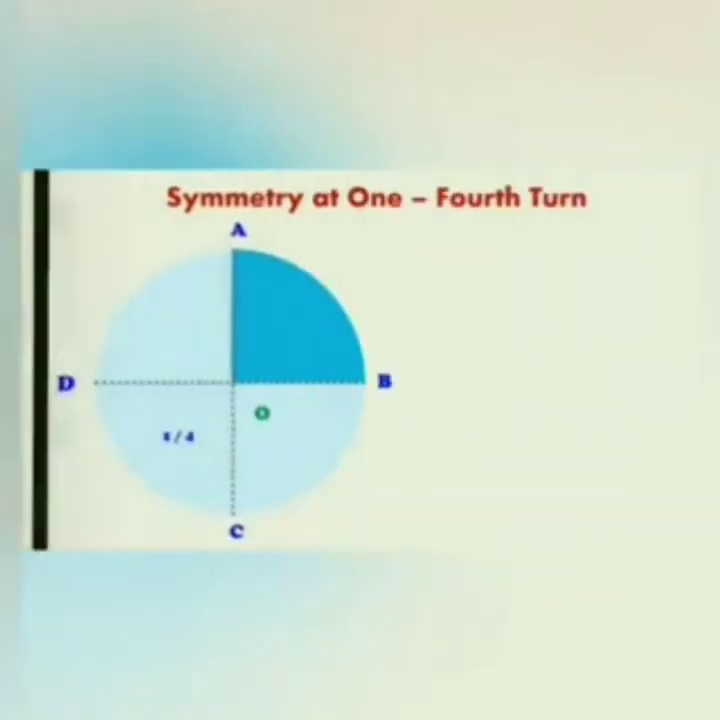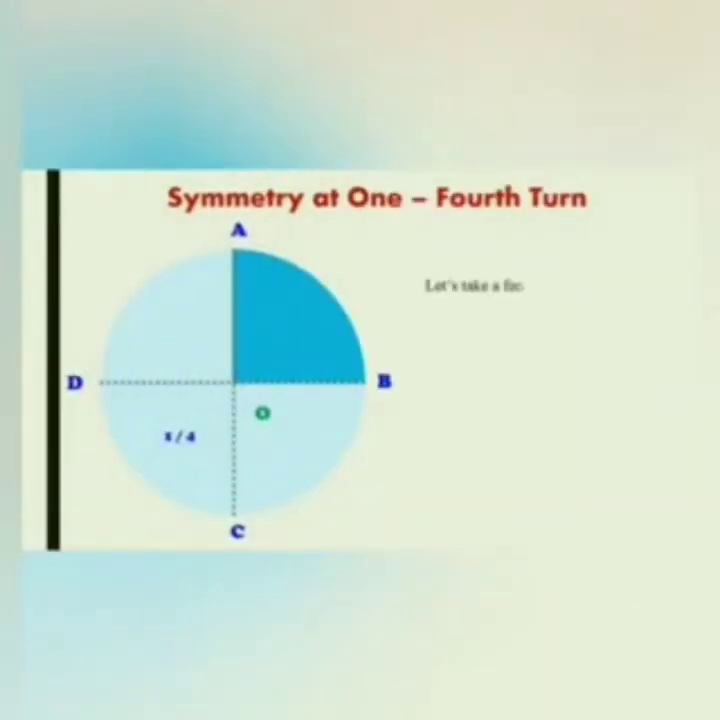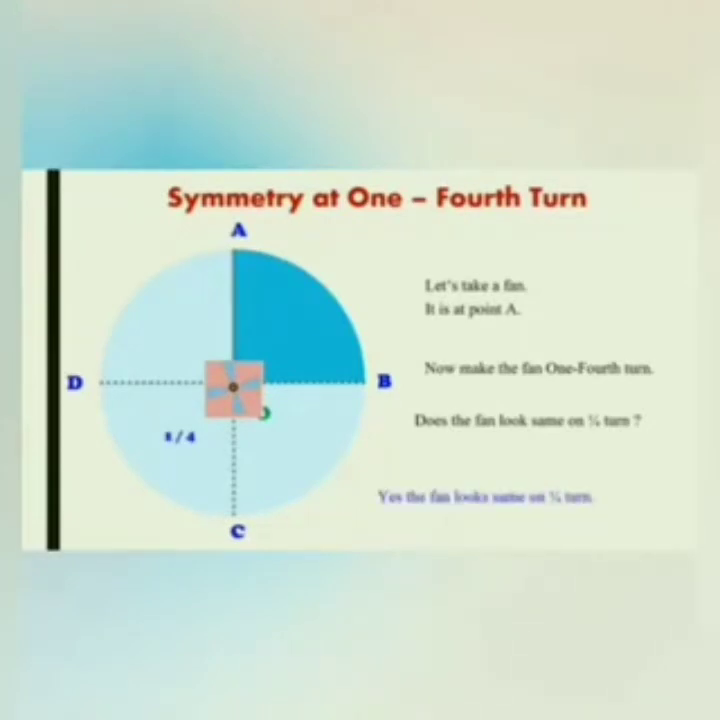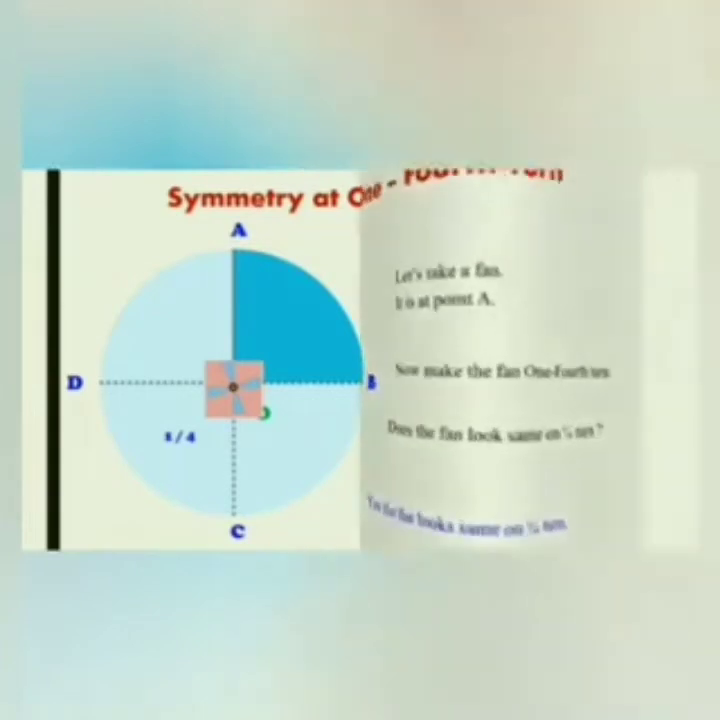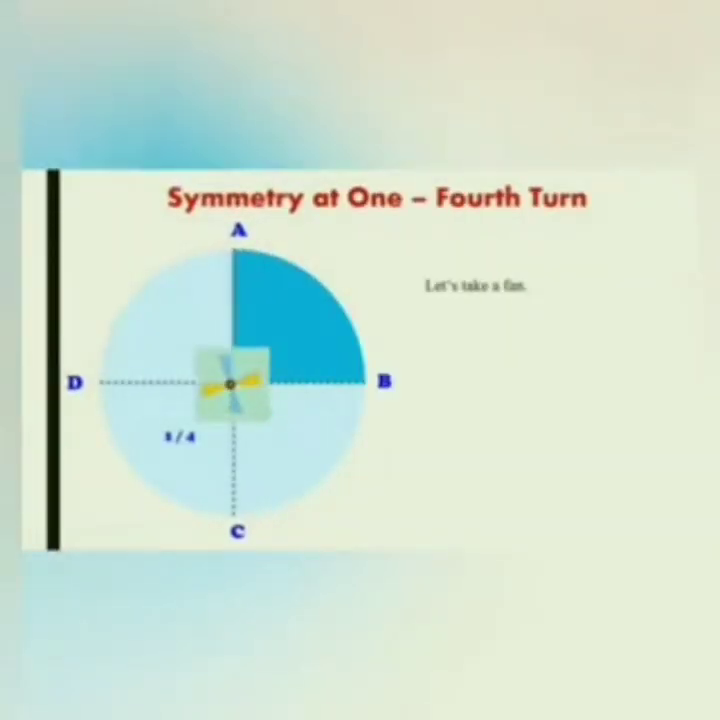Okay. Next we can take the next figure, a fan. It has 4 blades, all the same blue color. It is at point A now. Now we are making this fan 1/4 turn. What figure do we get? Are there any changes? No change. Does the fan look the same on 1/4 turn? That means yes, the fan looks the same on 1/4 turn. It is symmetrical.